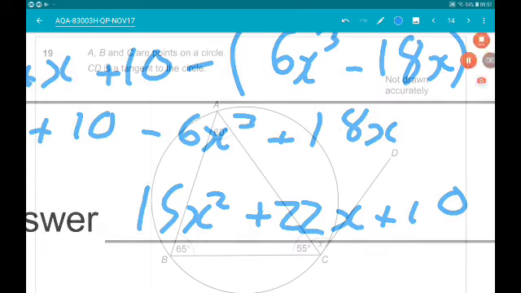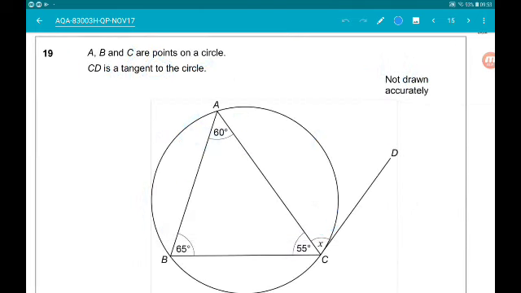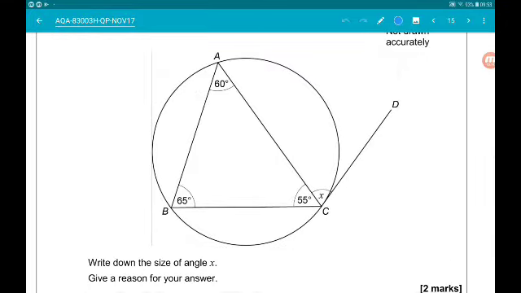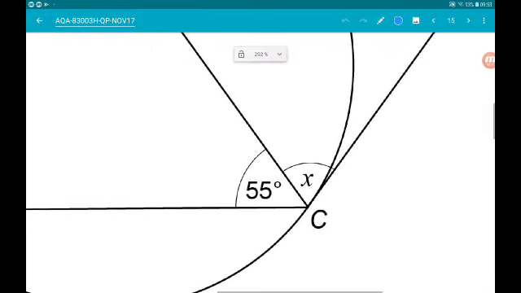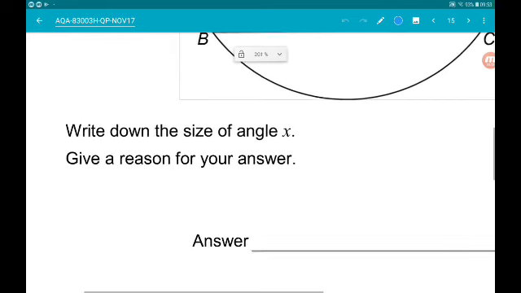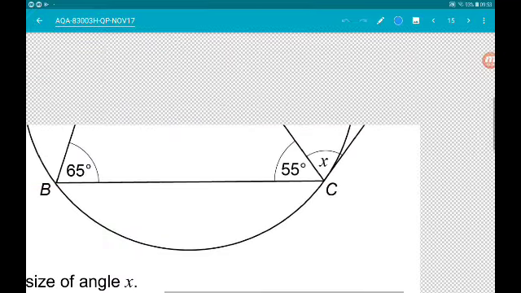Cool. Number 19, we got circle theorems, so I've got plenty of stuff on these, including a PDF with all the circle theorems on that you can print out. So my playlist and PDF will be down below. So A, B and C are points on a circle, CD is a tangent to the circle, we got this angle x here, which they want us to write down the value of, given a reason for our answer.